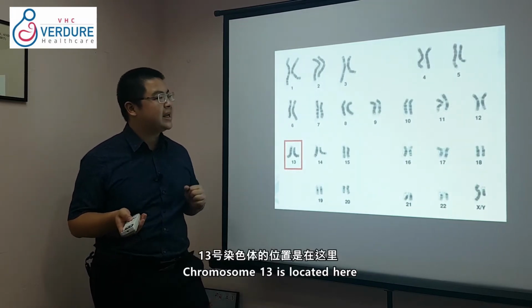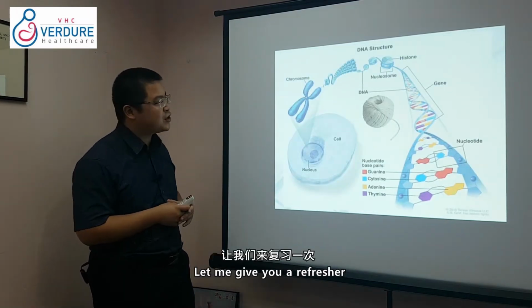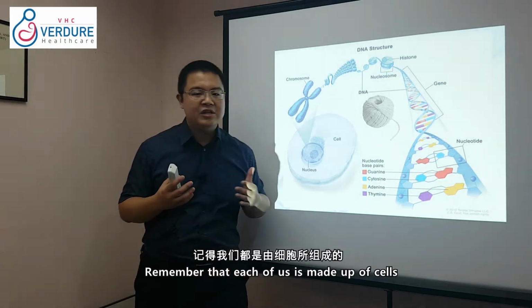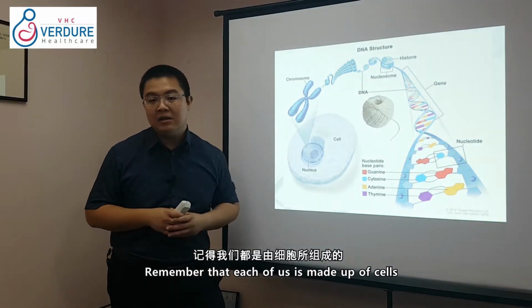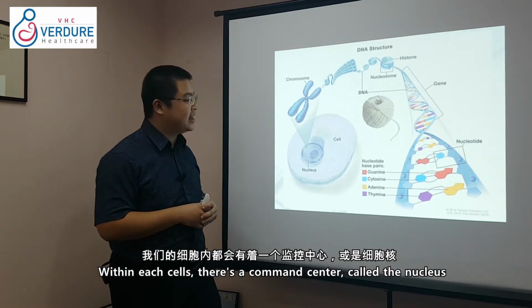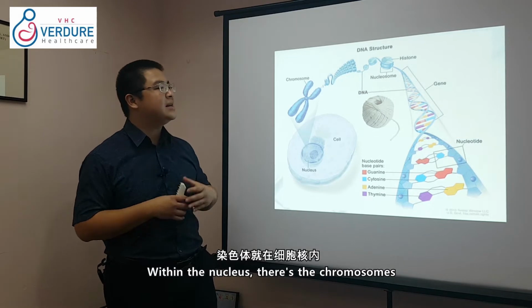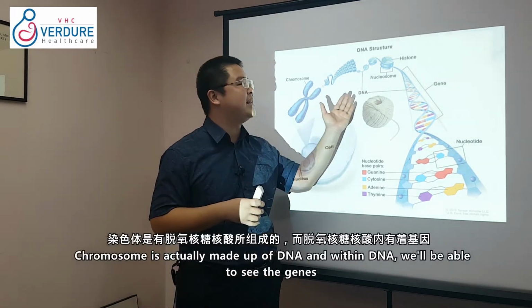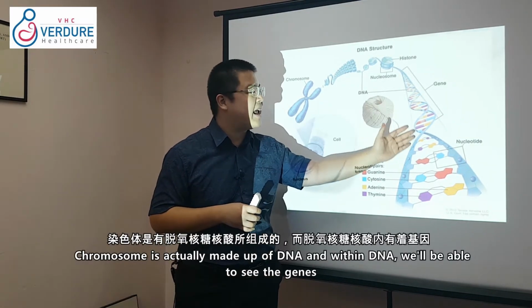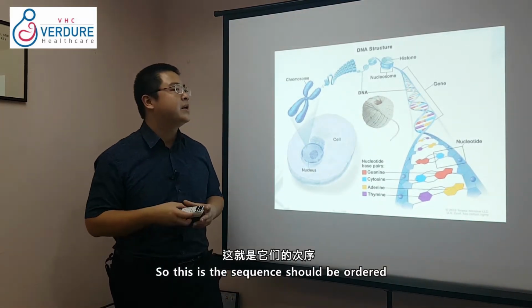So chromosome 13 is located over here, whereby, let me give you a bit of a refresher. Remember that each of us is made out of cells, and within the cell, there is the command center called the nucleus. Within that, there is the chromosome. So chromosome is actually made out of DNA, and within the DNA, you'll be able to see the genes. So this is the sequential order.